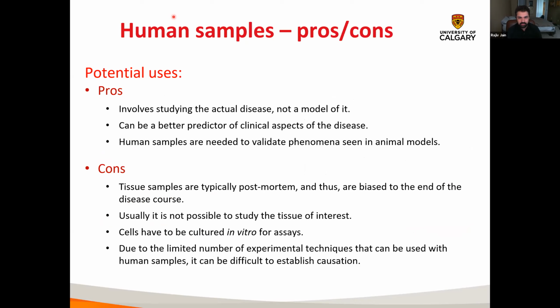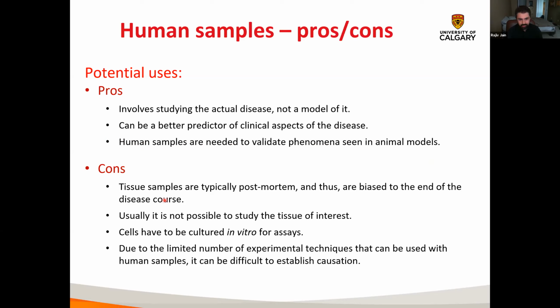So, the pros and cons of using human samples. Some of the pros are that you're studying the actual disease and not a model of it. This is the closest you can get to really getting true information about what's actually going on in MS, and it can be a very good predictor of clinical aspects of the disease. Human samples are also needed to validate phenomena that you might see in animal models. Even if you have really good results in your animal model where you have something really cool, unless you can validate it back in the human setting, that's really going to take away from the impact of your work, because if it's only an artifact of the animal model, it's hard to say that it would be important for the study of the disease.